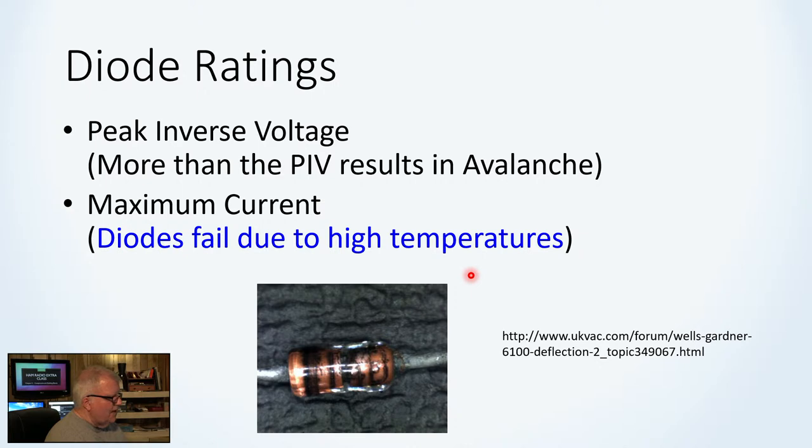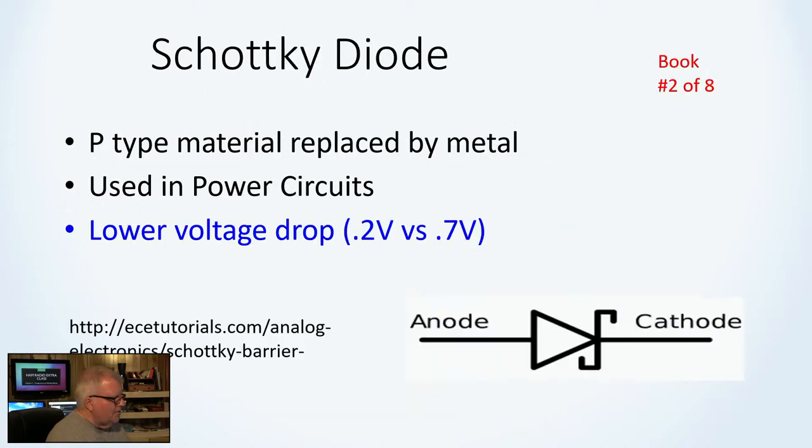That's a general saying, but it's true. So P-type and N-type material put directly next to each other, that's a junction diode. The second type of diode that we'd like to talk about tonight, and this is the schematic diagram for it, is a Schottky diode. I kind of think this looks like an S, so that's Schottky. The P-type material isn't there. You just have the N-type material, and the P-type material is replaced by a metal contact.